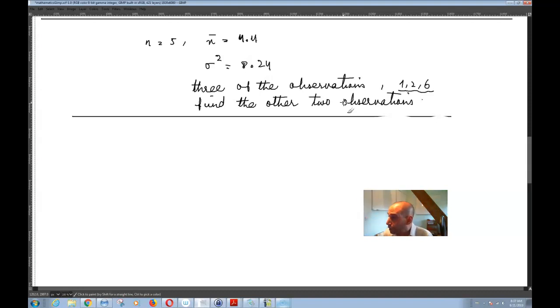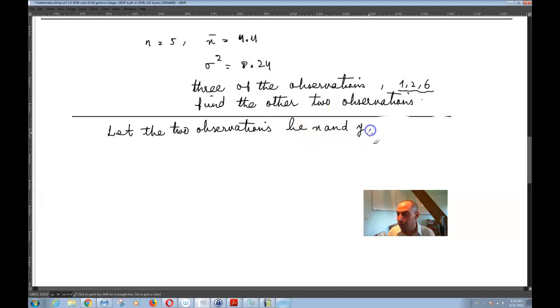Okay, so now one thing that you can do is that you know that the mean of your observations is 4.4. So let the 2 observations, for example, be x and y. You can basically let the 2 observations be x and y. And the series therefore becomes basically 1, 2, 6, x and y.